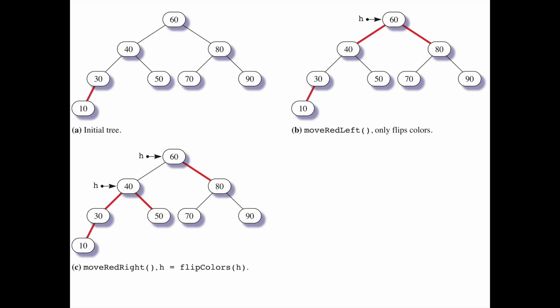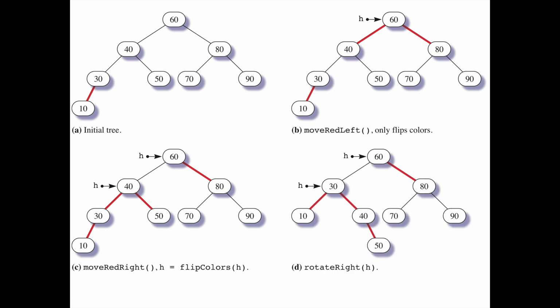The first thing that happens, so we're in move red right, is we flip colors. So the link from 40 to 30, which was black, turns red. The link from 40 to 50, which was black, turns red. And the link from 60 to 40, which was red, turns black. The second thing that happens in move red right is rotate right. So when you do a rotate right at 30, what happens is the 30 goes up to where the 40 was. The 40 goes down and becomes the left child of 30. And the right child of 30, which was nil, becomes the left child of 40, which is now nil. So that's the rotate right.